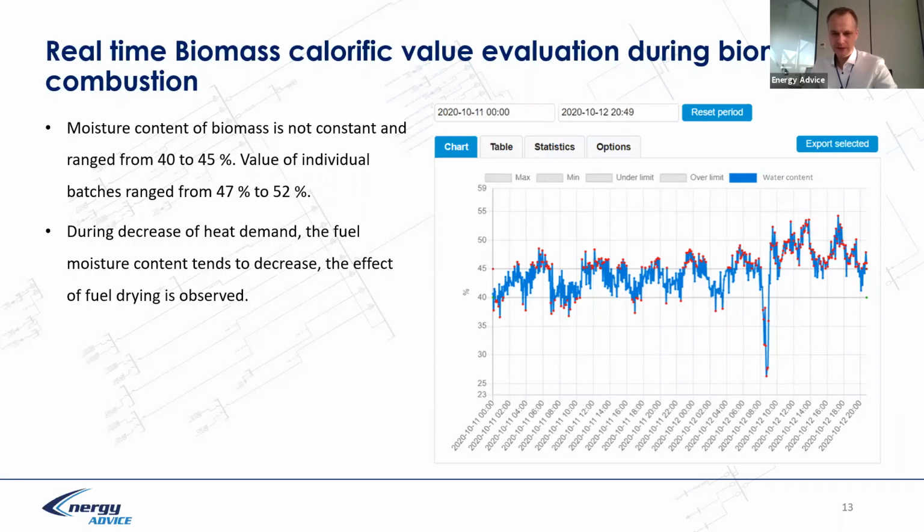I see a question from Ilmars. What is the optimal upper and lower water temperature in the boiler? Upper, lower water.